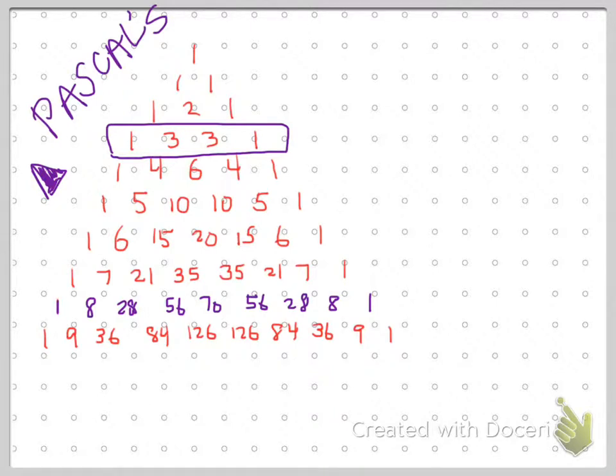So let's number the rows. We've got row 0, row 1, row 2, row 3, row 4, row 5, row 6, row 7, row 8, and row 9. And you can see this goes on indefinitely. The rows just keep getting wider and wider. What's important to recognize is that each of these numbers in each row can be generated using the choose notation.